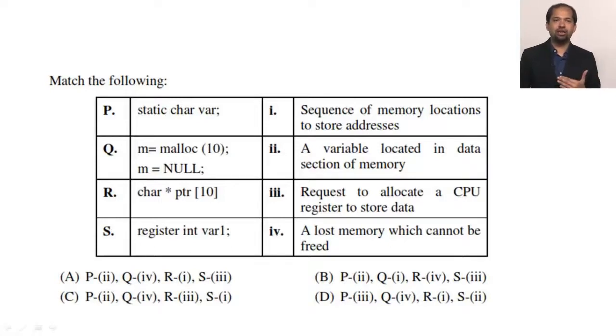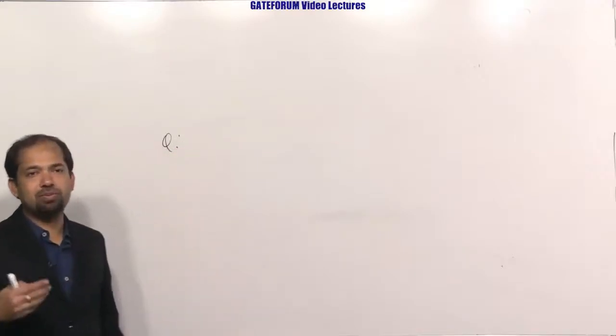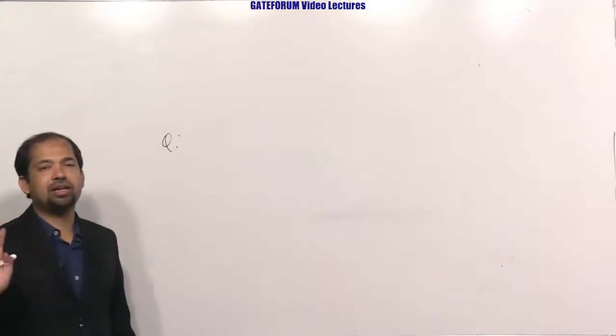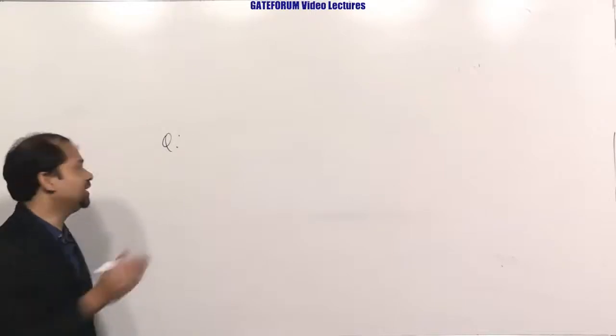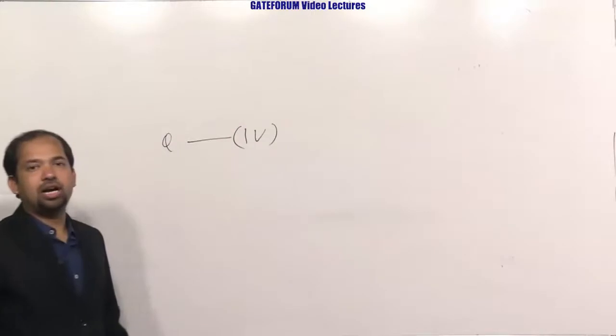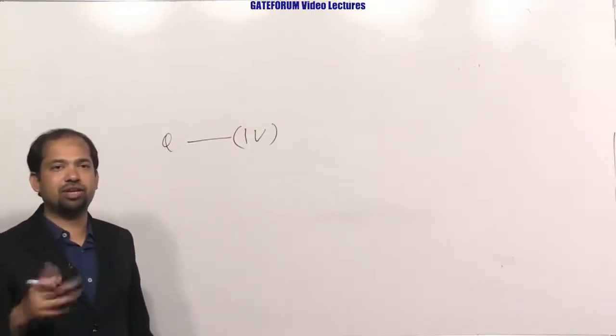We have allocated, if you see Q, so it's a case of lost. We have allocated a memory block of size 10 and then we have made it null. So the allocated memory block will be lost. So it is matching with 4, because if you see the option, a lost memory which cannot be freed, means memory is lost and we are not able to free.